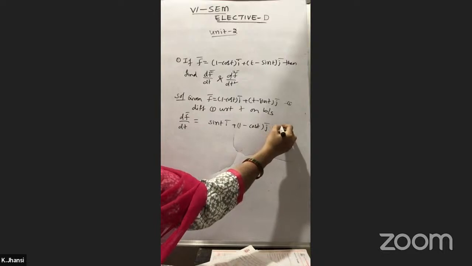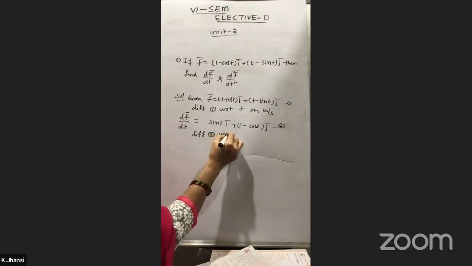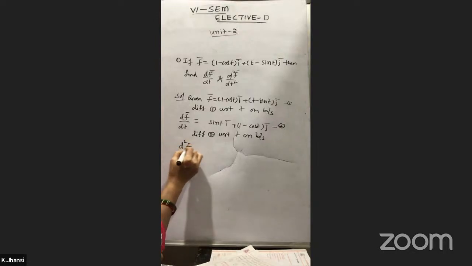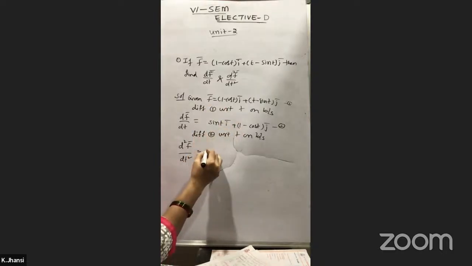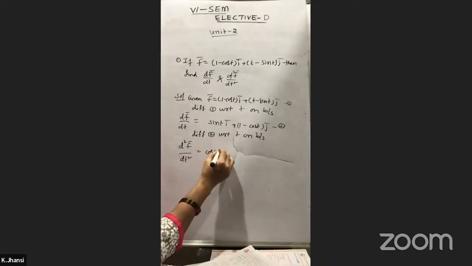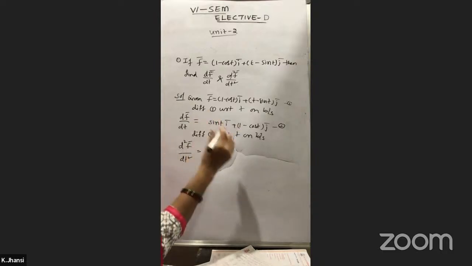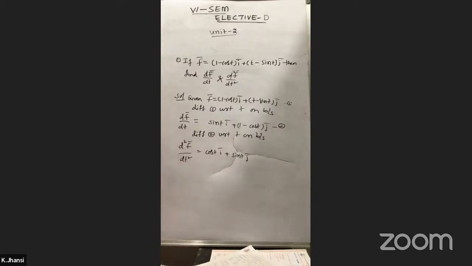So if you take it as equation 2, then you can write differentiating 2 with respect to t on both sides. Then it will be d square f by dt square. So sin t differentiation is cos t i. Here the 1 differentiation is 0, and again cos t differentiation is minus sin t, minus of minus means plus sin t into j. Okay, so this is the first order and second order differentiation, how to find it when a vector function is given in the problem.